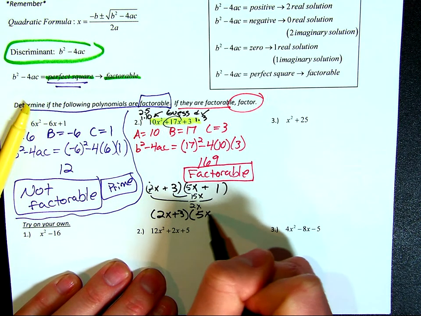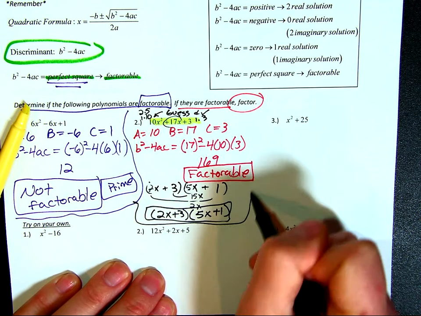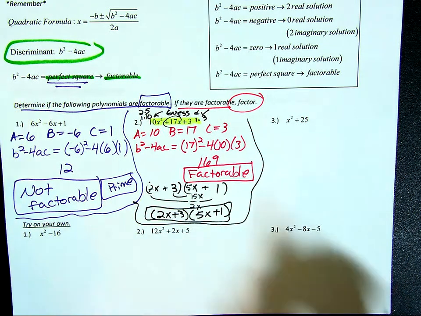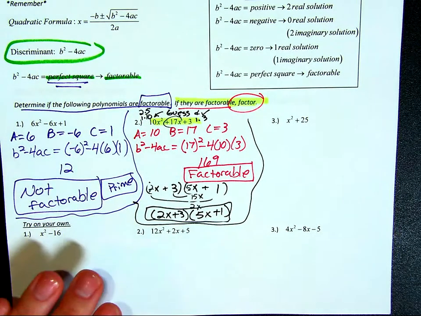So you have to make sure you read the instructions. Sometimes it'll just ask, is it factorable or not, and then you can stop. But if it says, if it is factorable, then you have to factor it, then you'll have to go a step further. So, last one, right?